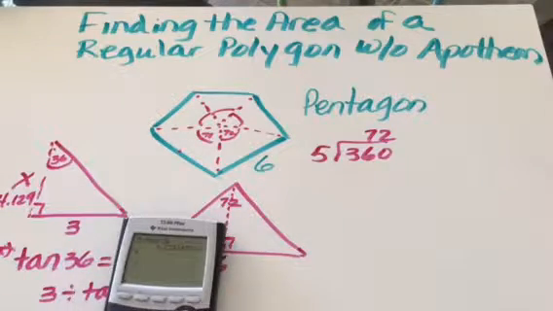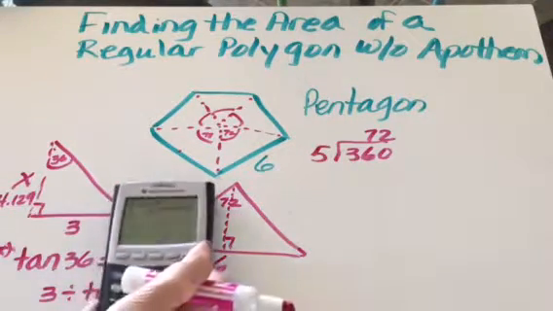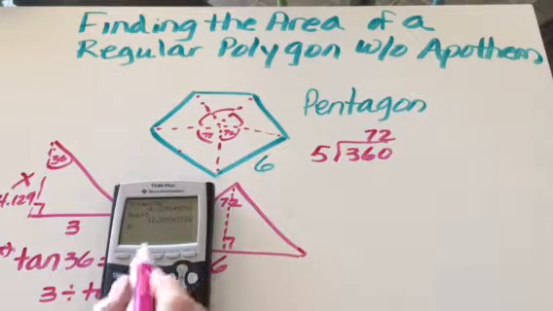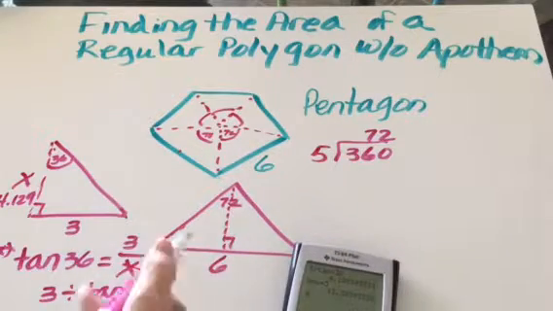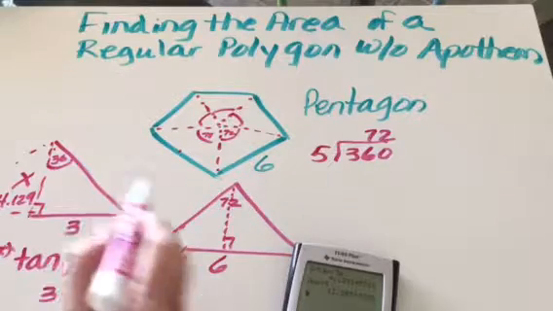Guys, let me remind you of something. Make sure you go to mode and make sure that your calculator is in degree mode. Otherwise, you're going to get it wrong. All right, now I know that this is 4.129. Well, what happens if I multiply that times 3? I get 12.387, right? But 12.387, remember, is the area of this whole big triangle.